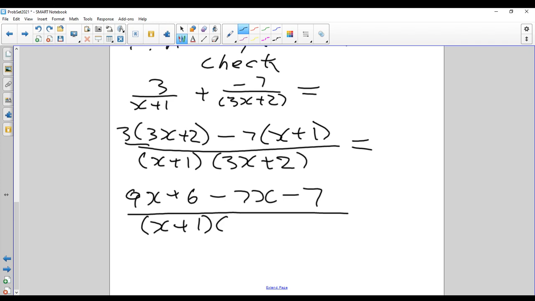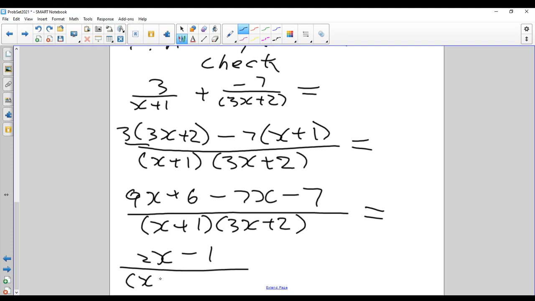We're going to figure out in a little while that was going to be wrong. Anyway, over x plus 1 times 3x plus 2. Thank you very much. Simplifying that, we're going to get 9x minus 7x is 2x. 6 minus 7 is minus 1 over x plus 1, 3x plus 2.